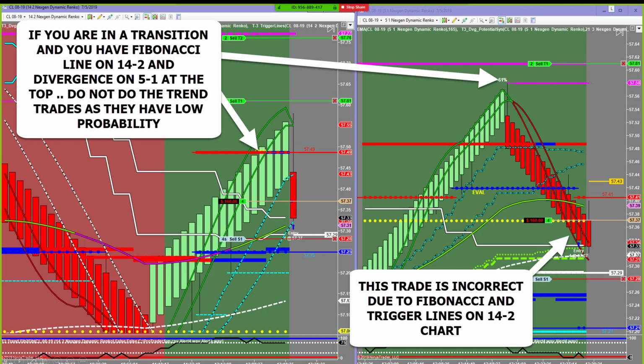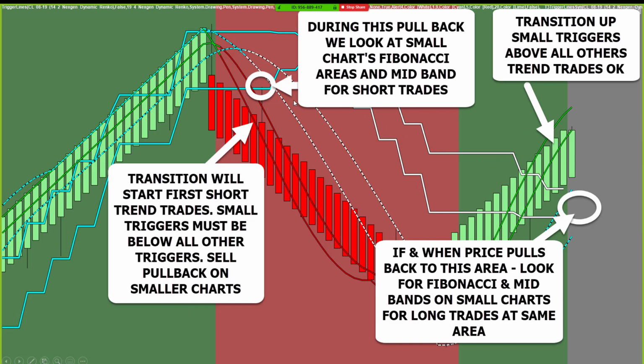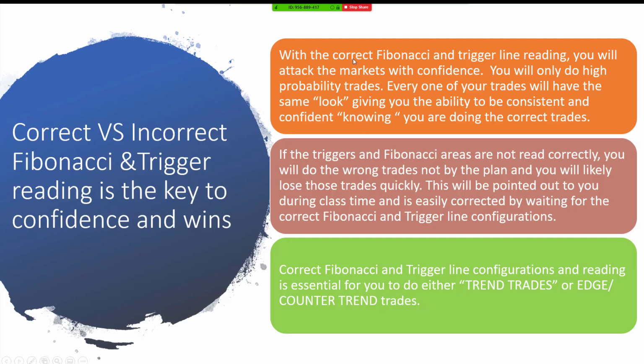So when you look at the chart, you can see triggers. A lot of people go, well, I'm just going to make myself some triggers and then I'll be able to do the same trades, which is not the case. Because if you have the incorrect trigger lines with fibs, you're going to lose. When you have the correct trigger lines with the fibs, you're going to win most of the time.